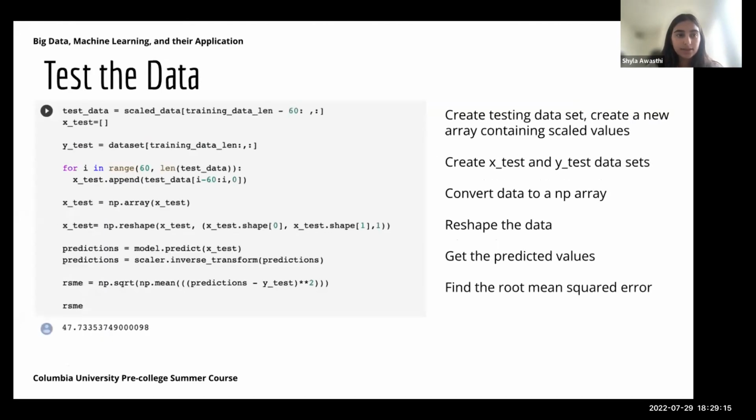And then we tested the data. So we created a testing data set and a new array containing the scaled values in the first line of code. And then we created X test and Y test data sets, and then converted that data to a NumPy array, and then reshaped the data, got the predicted values, and then found the root mean squared error.